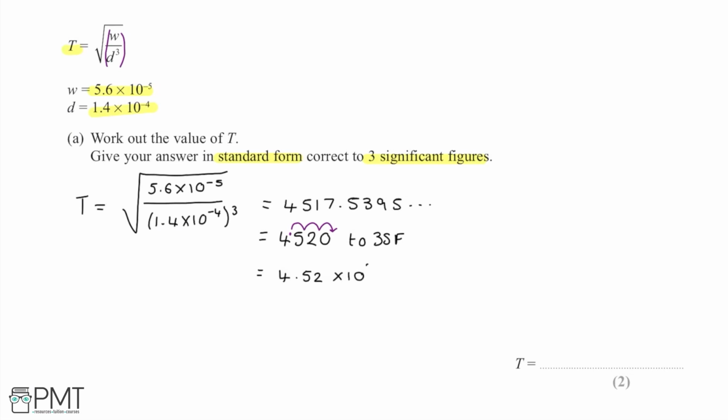So 4.52 times 10 to the power of 3 is going to be the correct answer for t to 3 significant figures and in standard form. You get the first mark here for this correct unrounded value of t. Alternatively, you could get the first mark for finding the value of w divided by d cubed. However, I've done it all in one step and taken the square root at the same time, just to make sure we don't get any rounding errors while we're calculating the value. And then the second mark is for the correct final answer of 4.52 times 10 to the 3.